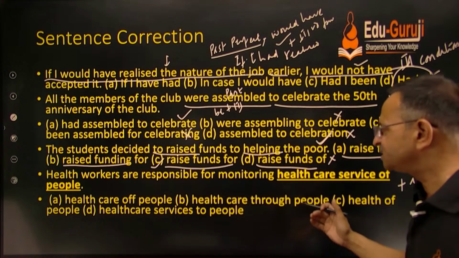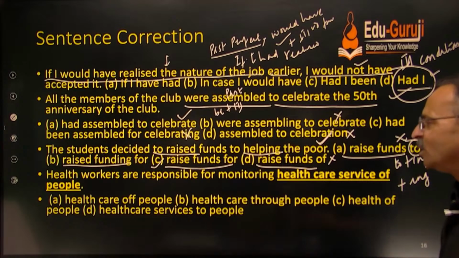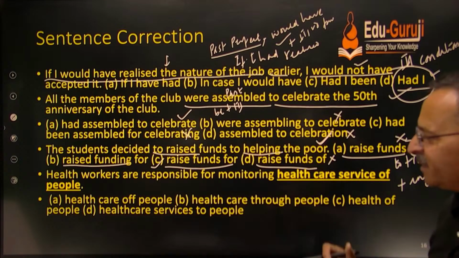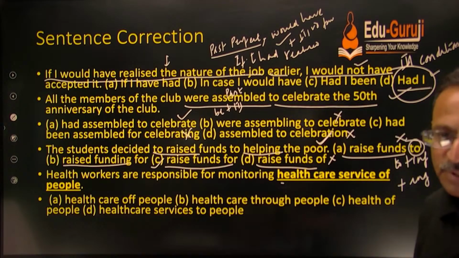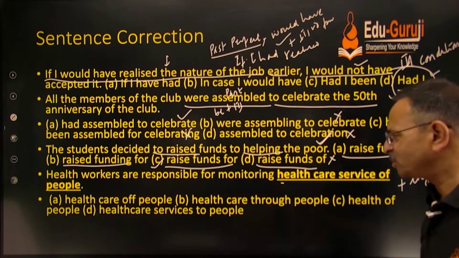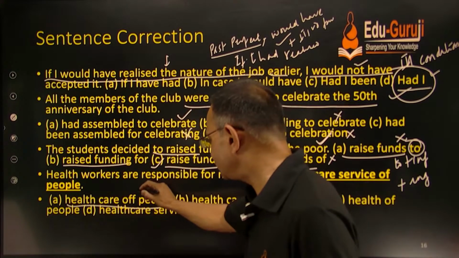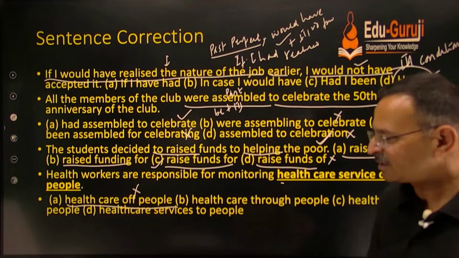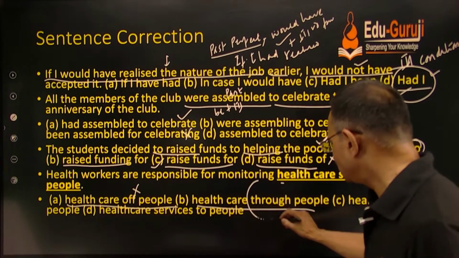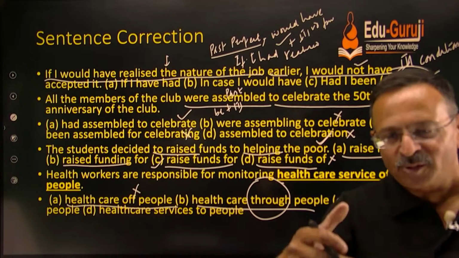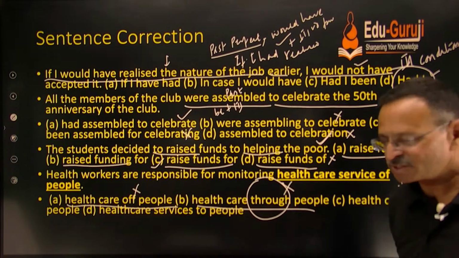Health workers are responsible for monitoring health care of service of people. Now look at the question again. Are monitoring the health care of service of people. Now what are the options they have given? Health care of the people, obviously "of" cannot be the correct option. Health care through the people. If you use "through," that means people become the medium for that. So obviously this cannot be possible either.